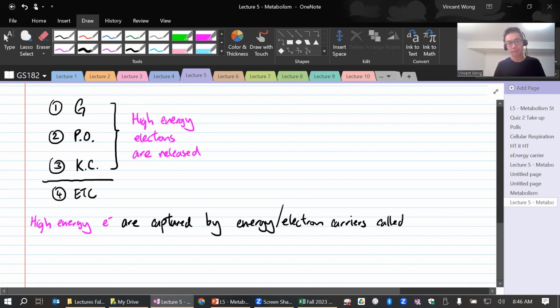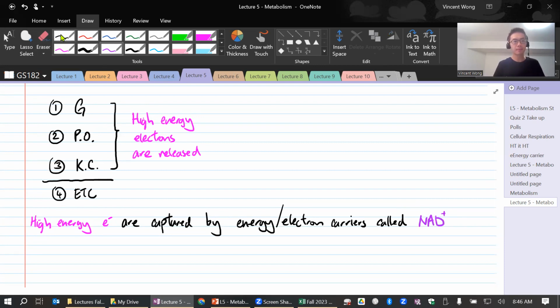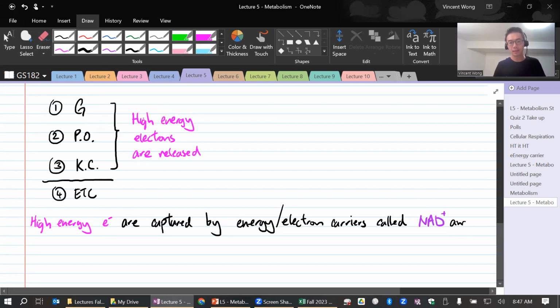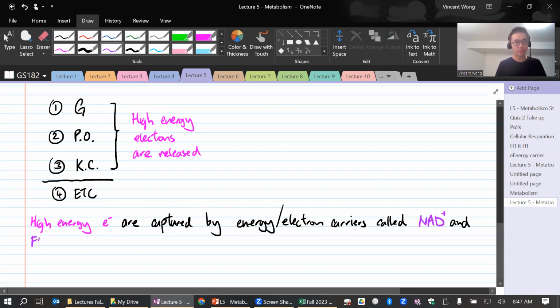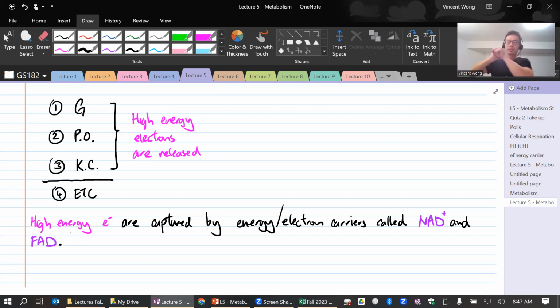called NAD plus and FAD. Okay, so these are energy carriers. They capture the electron, they hold it, and then they will transport them to the ETC.